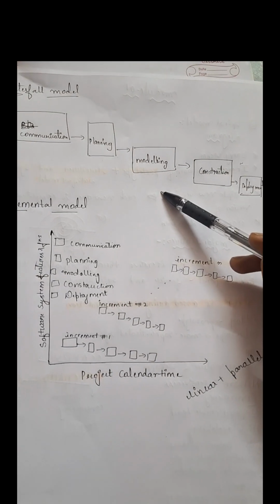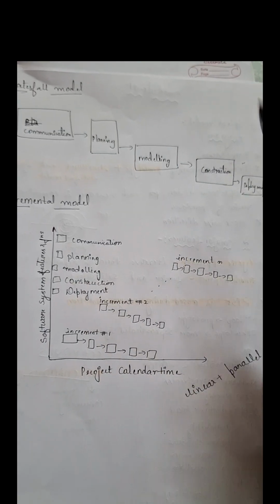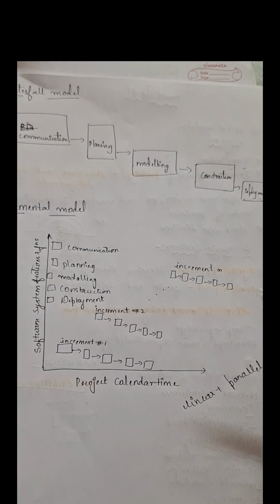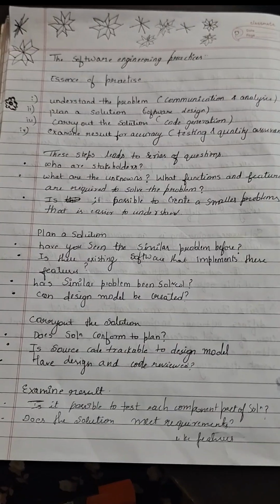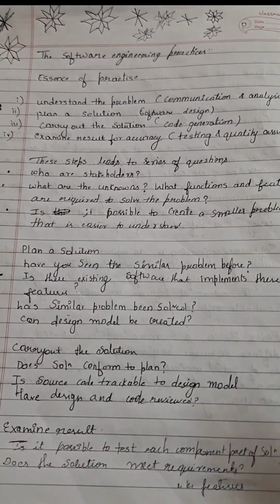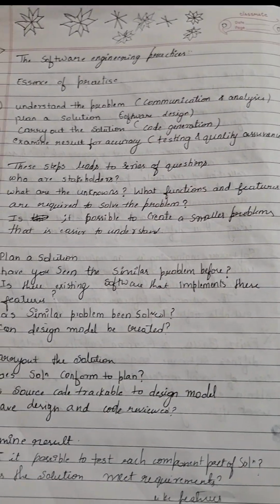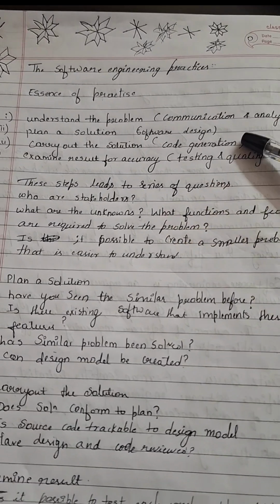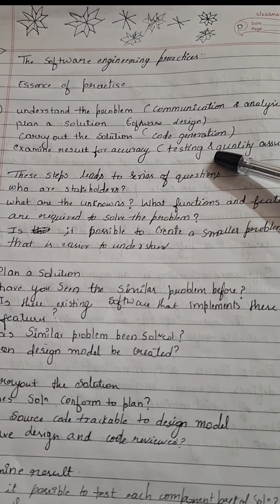And in this, user involvement will be just once. They cannot keep on interrupting, and in this user involvement will be more frequent. So the question is asked for software engineering practices. You have to write these four headings, that is understanding the problem, plan a solution, carry out the solution, examine result for accuracy.